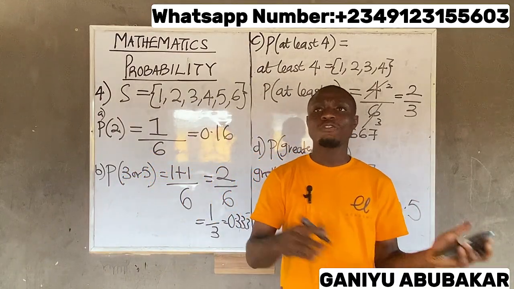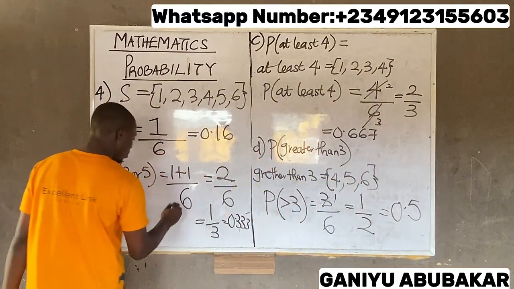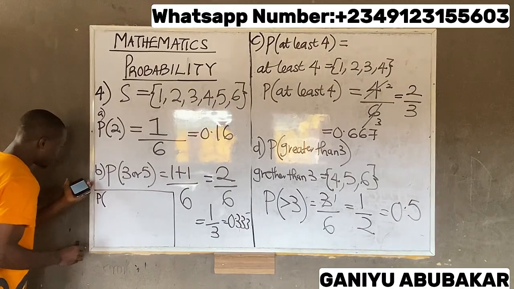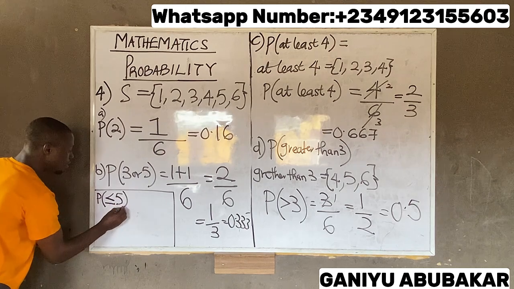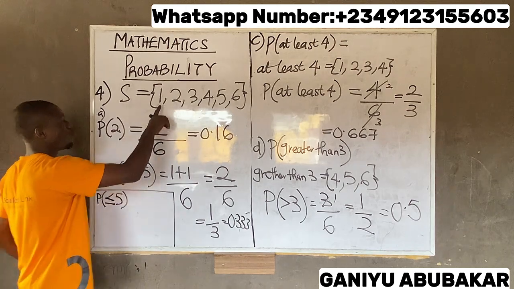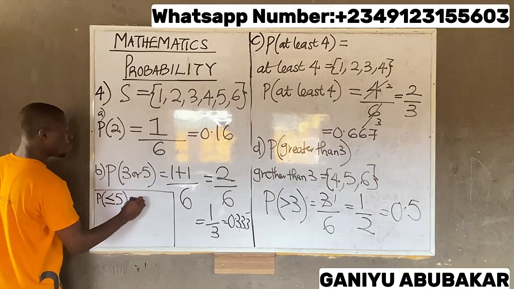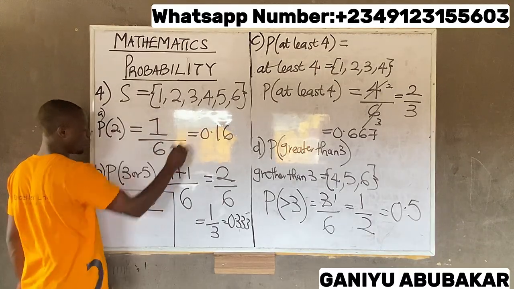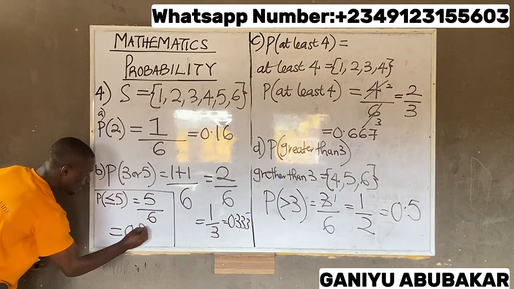The last one, E, says probability of getting less than or equal to 5. Less than or equal to 5 means from 1 to 5, right? So 1 to 5 is the range of less than or equal to 5. That gives you 1, 2, 3, 4, 5. That gives you 5 over total outcome, which is 6. And this gives you about 0.83.